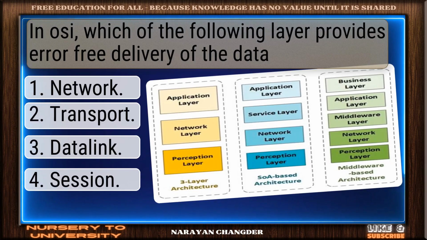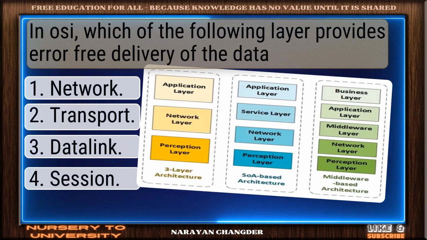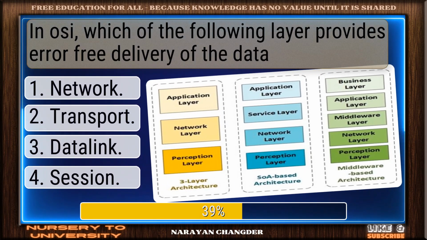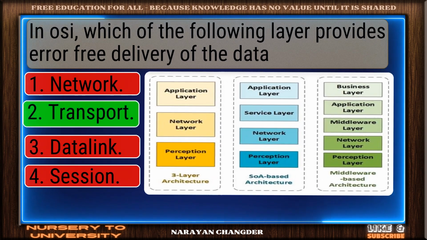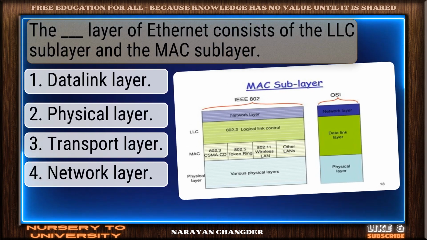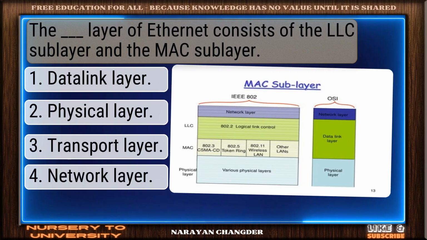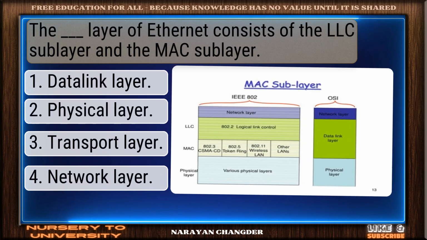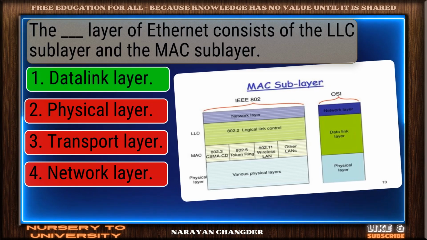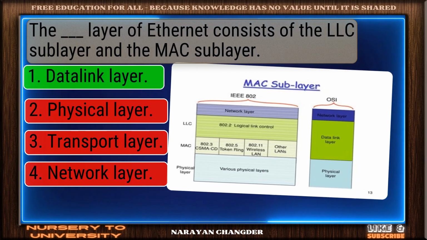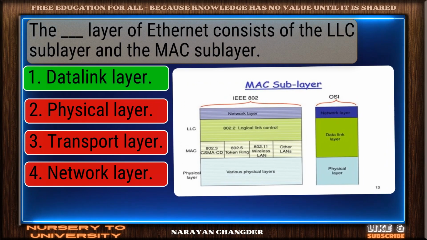In OSI, which of the following layer provides error-free delivery of the data? Excellent choice. Transport is right. The dash layer of Ethernet consists of the LLC sublayer and the MAC sublayer. Smart move. Datalink layer is accurate answer.